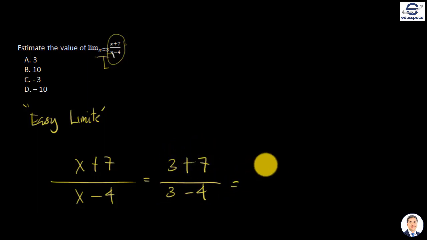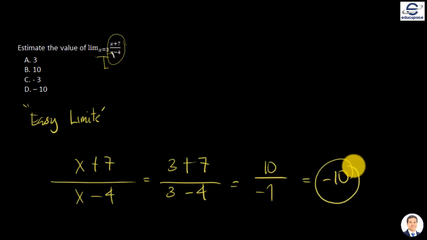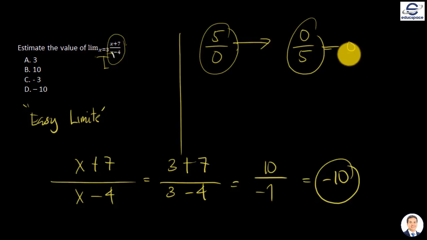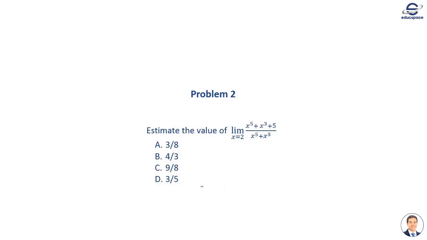Therefore, we have 3 + 7 equals 10, and here we have negative 1. Or simply, we have negative 10. So again, this one is an easy limit, wherein you don't have this form, any number over 0, which is basically undefined. So this one is normally not allowed in mathematics. This one is okay, 0 over 5, or any number in the denominator other than 0 is alright, because this means that we have 0 value here.